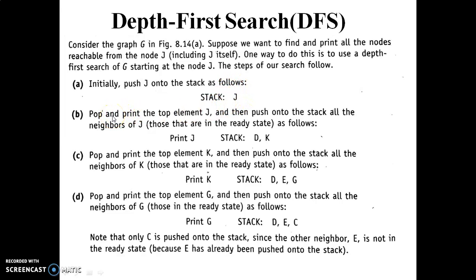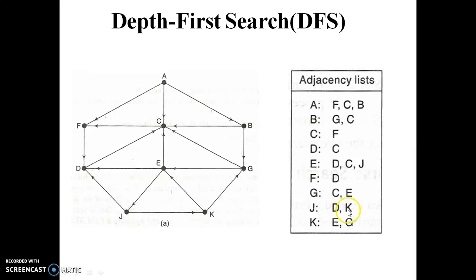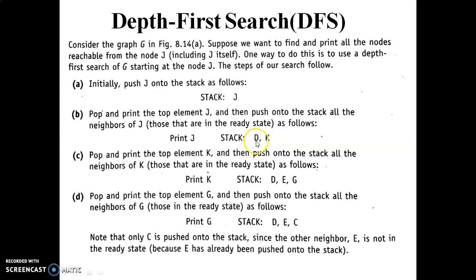In the next step, we pop and print the topmost element of the stack, that is J, and then push all the neighbors of J that are in the ready state. That means those vertices which are not visited. Now if you consider the adjacency list, the adjacent vertices of J are D and K. So we take D and K and push them onto the top of the stack. So we write stack equal to D and K, and we write print J. Now the topmost element will be K.